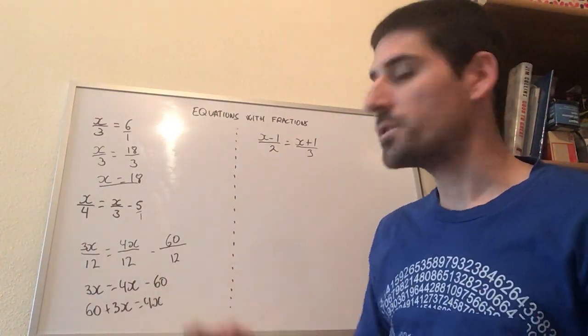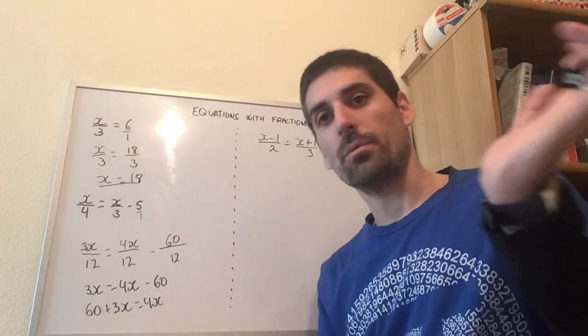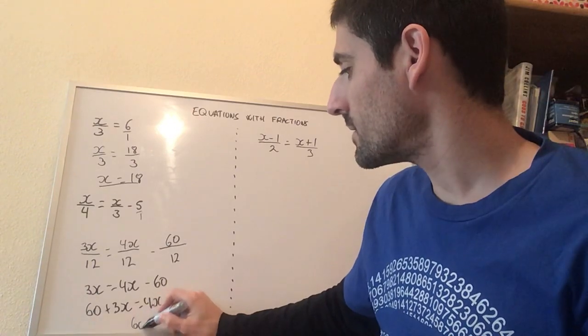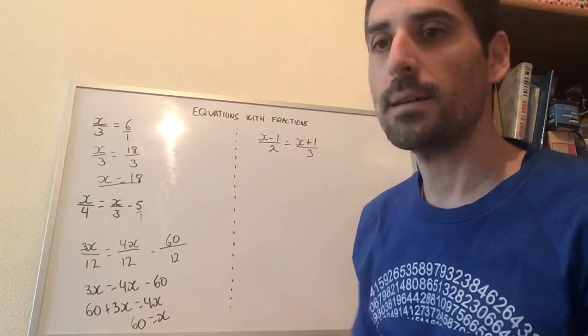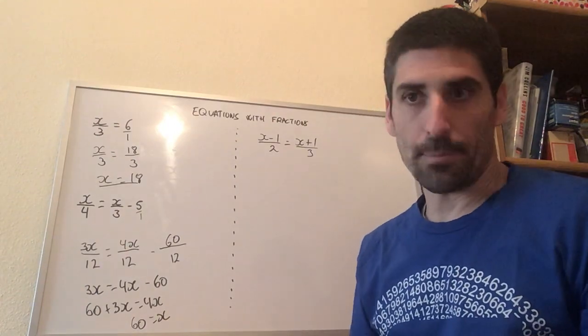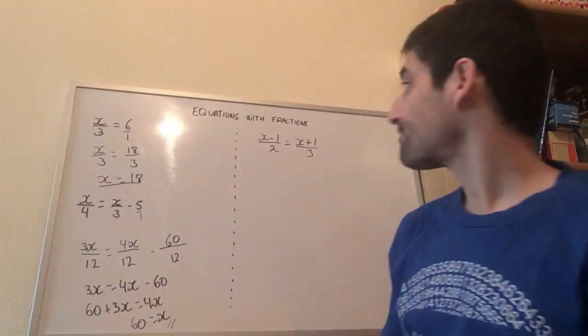And now I've only got one more small step. I need to get rid of those 3x there. My scale, if I get rid of 3x, I need to get rid of 3x on the other side as well. So 60 equals x. That is my answer. Sorry, I'm running out of space. And that's it. We've solved the equation again. That's my answer. All right.